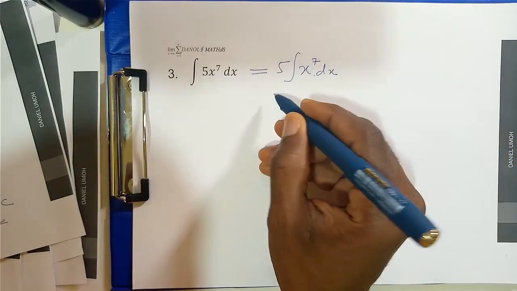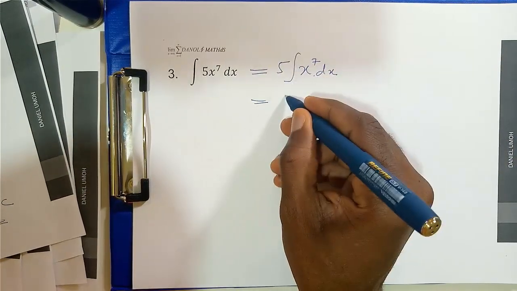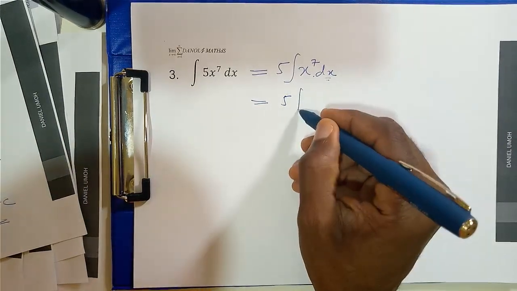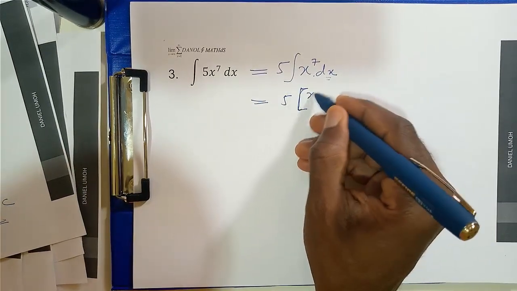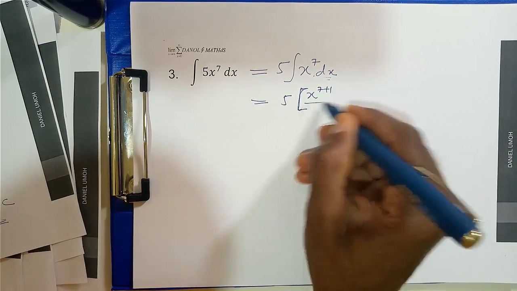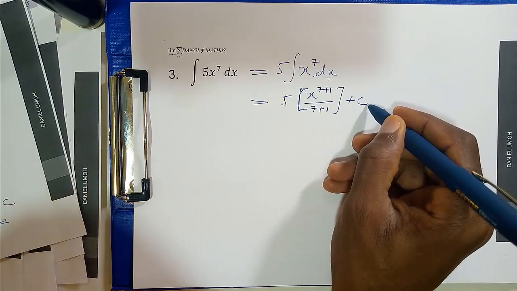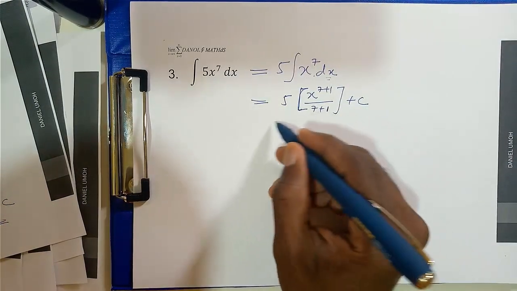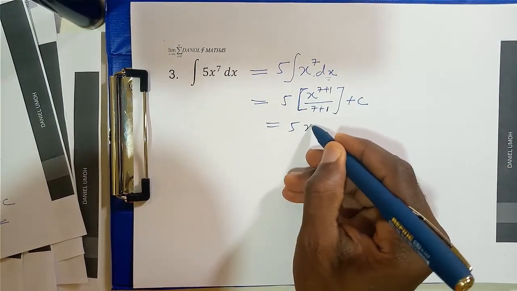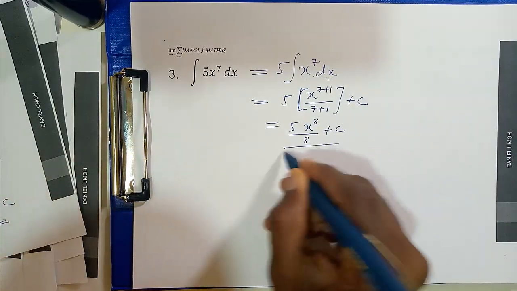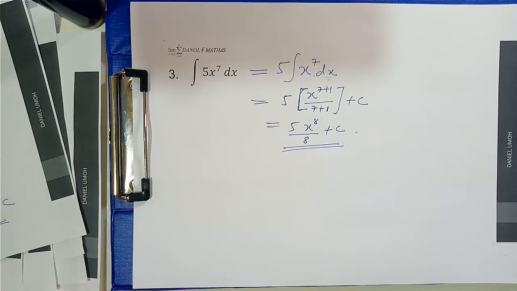So this is now equal to 5. Now I integrate this. So this will give me what? This will give me x raised to the power of 7 plus 1 over 7 plus 1, then plus c. So this will now give me 5x raised to the power of 8 over 8 plus c. It's as simple as that.